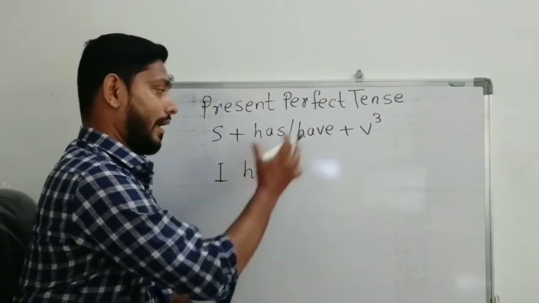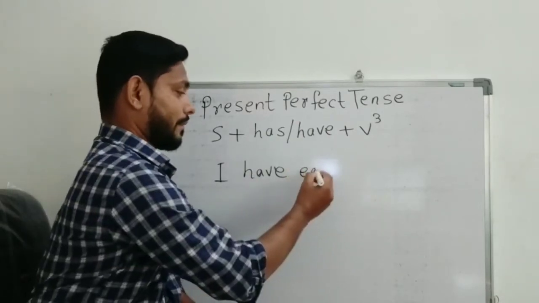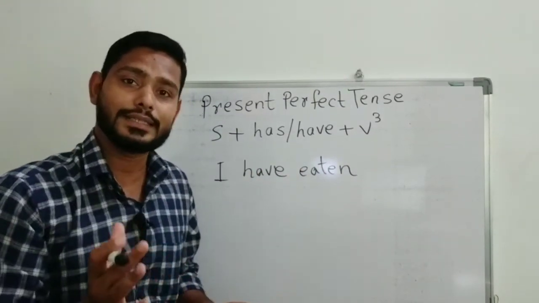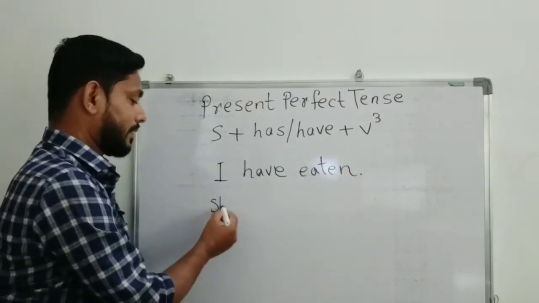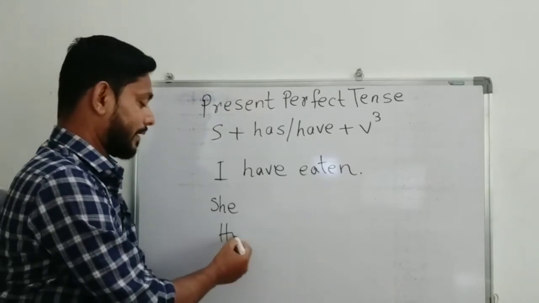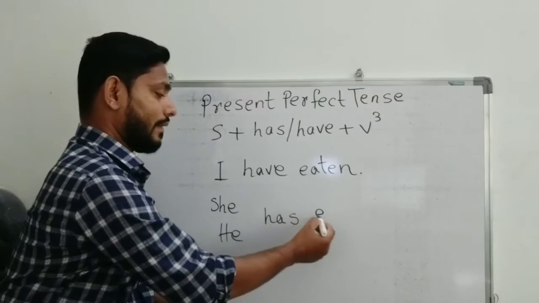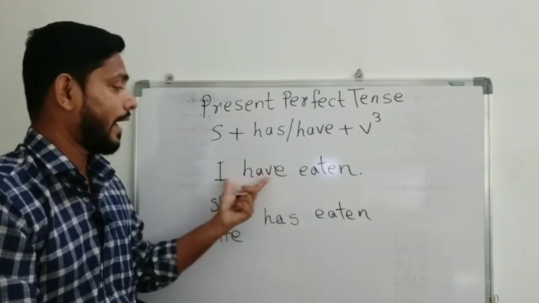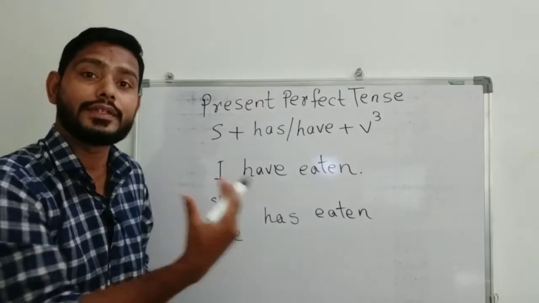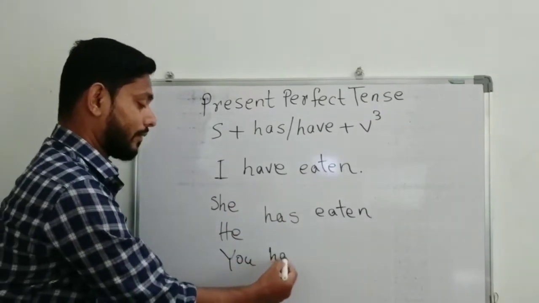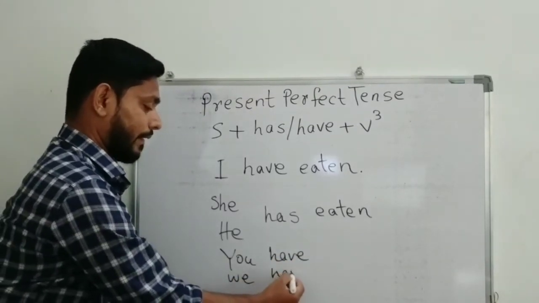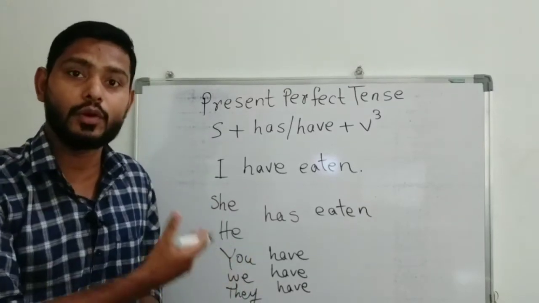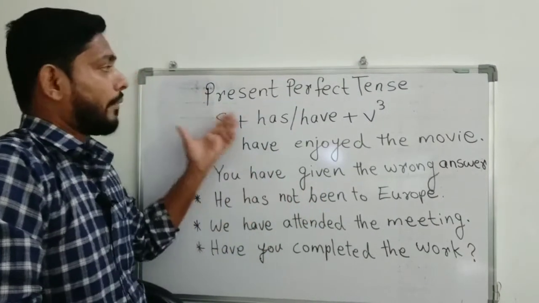Let's see one example here. I have, and let's take one example of verb 3, eaten. I have eaten means an action is already done. I have eaten. Okay. And if the subject is third person singular, she or he, then we have to use has eaten. So the subject is main first person singular, I have, he or she has, and if it is for you, then we have to use have, then we have, they have. This is the basic rule. Hope you know it very well. Okay. We can see here some of the examples of present perfect tense.